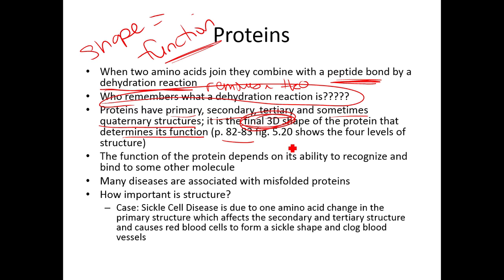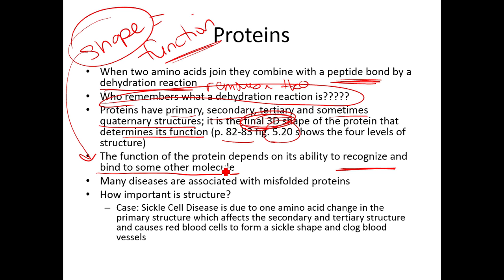Pages 82 and 83, figure 5.20, show the four levels of structure. The function of the protein depends on its ability to recognize and bind to some other molecule. So again, remember, the shape matters because if it's not shaped correctly, it's not going to bind to another molecule. Many diseases are associated with misfolded proteins. So let's show how important that structure is.